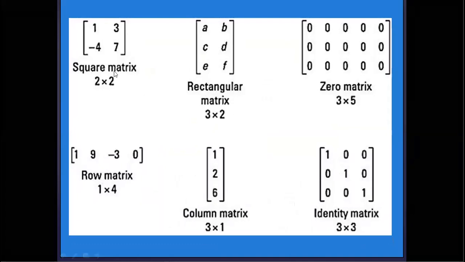Okay, so now again, what is the meaning of square matrix? A matrix in which the total number of rows and the total number of columns are the same, then it is called square matrix. For example, 2 row 2 column, 3 row 3 column, 4 row 4 column, 5 row 5 column, etc.